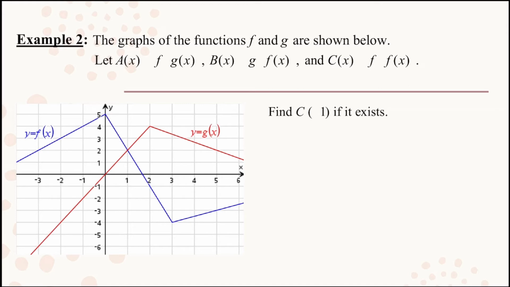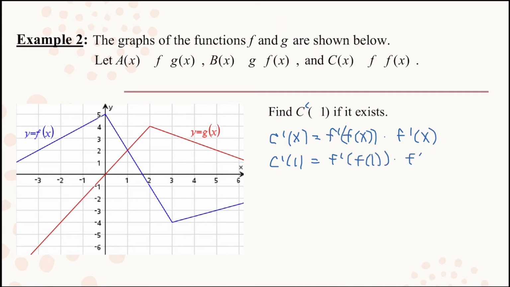Letter C, we're looking for c prime of 1. So c of x is equal to f of f of x. So that gives that c prime of x is equal to f prime of f of x times f prime of x. So c prime of 1 is equal to f prime of f of 1 times f prime of 1.